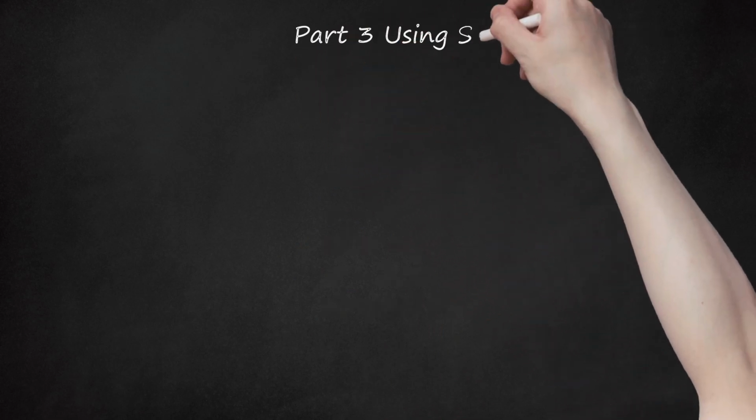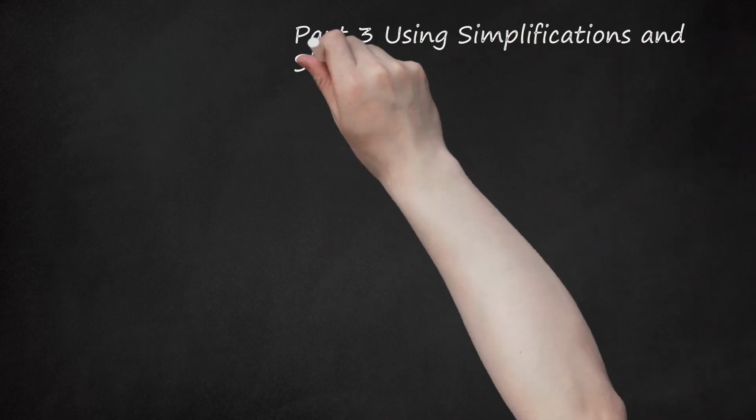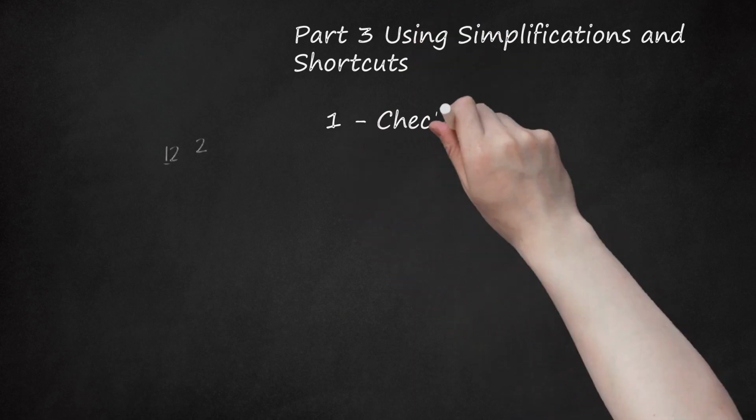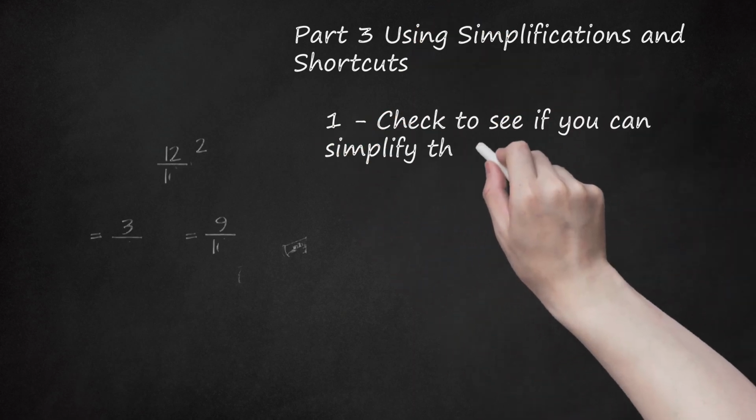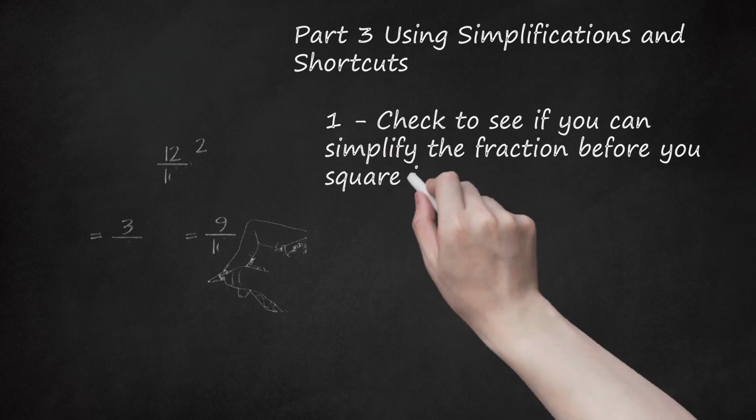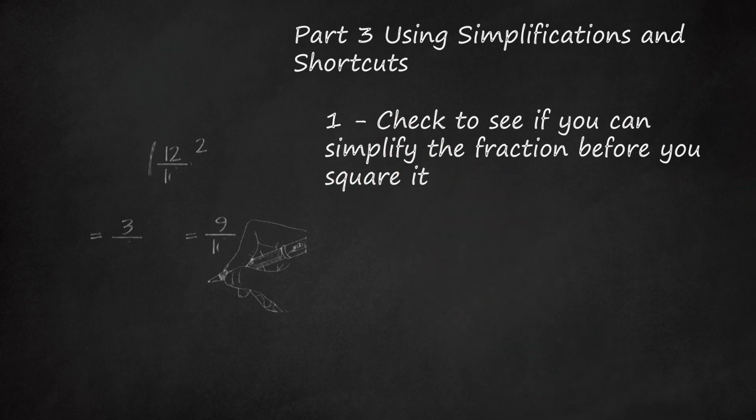Part 3: Using simplifications and shortcuts. 1. Check to see if you can simplify the fraction before you square it. It is usually easier to reduce fractions before squaring them. Remember, to reduce a fraction means to divide it by a common factor until the number 1 is the only number that can be evenly divided into both the numerator and denominator. Reducing the fraction first means you don't have to reduce it at the end when the numbers will be larger.